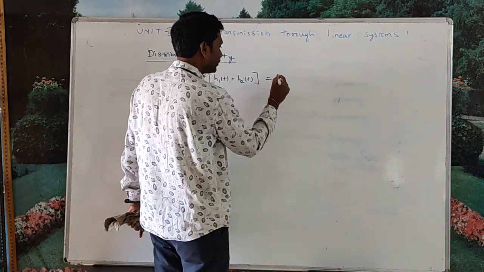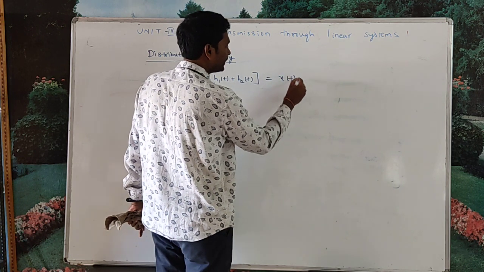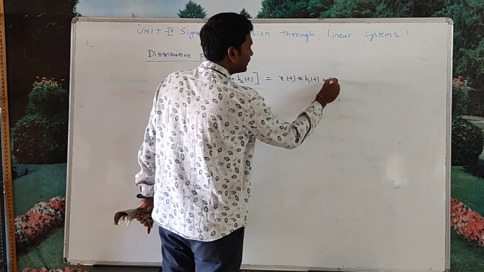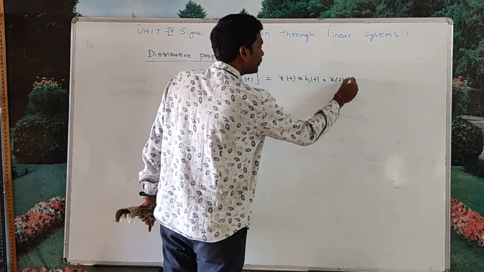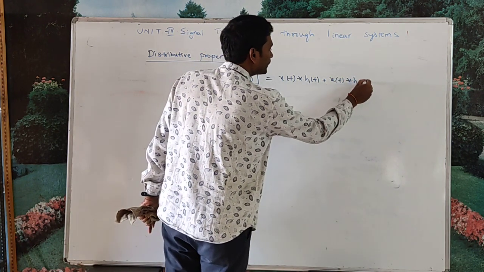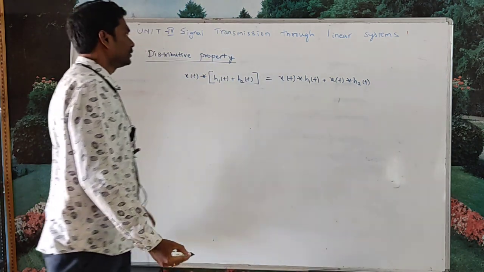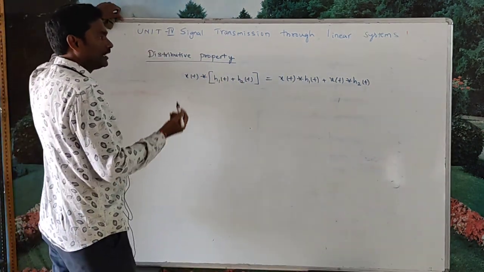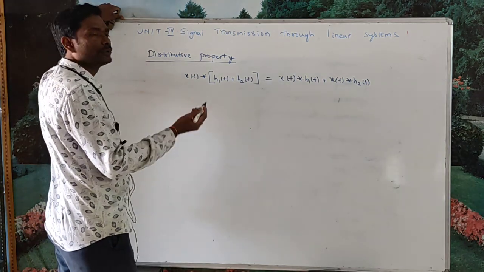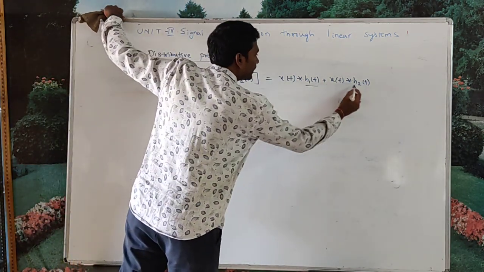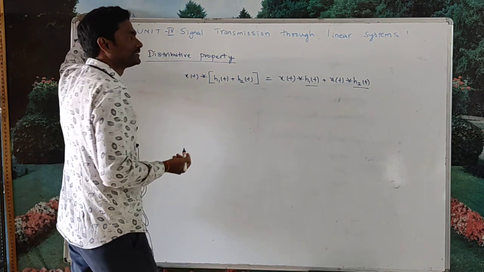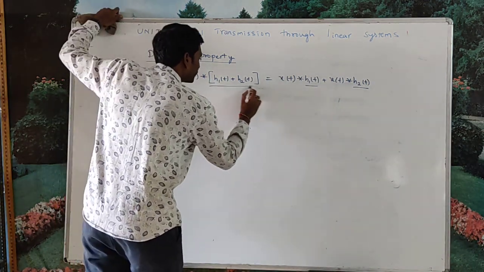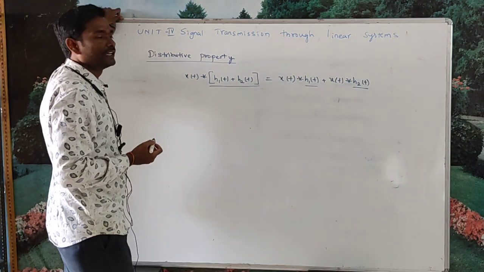So, this is equal to x of t convolved with h1 of t plus x of t convolved with h2 of t. Okay. So, what this property says is instead of having two systems with the two individual responses h1 of t and h2 of t, these two systems can be replaced with a single system whose impulse response is h1 of t plus h2 of t.